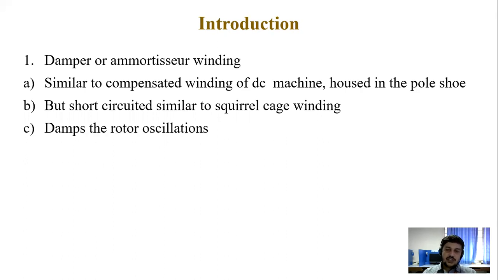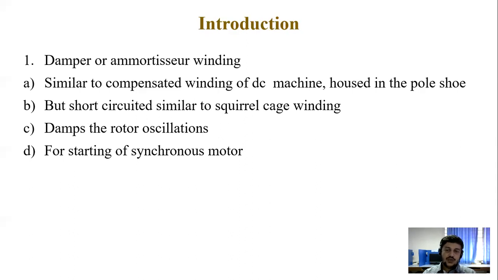Now, what is the basic function of this winding? This damper winding generally serves two different functions. The first function is to damp out the rotor oscillations. During the operation of a synchronous machine, there may be oscillations present in the rotor, and to damp out those oscillations, the damper windings are used. Another application is that, as synchronous motors are not self-starting, to start a synchronous motor we use this damper winding. So damper windings can be used as a starting winding for a synchronous motor.